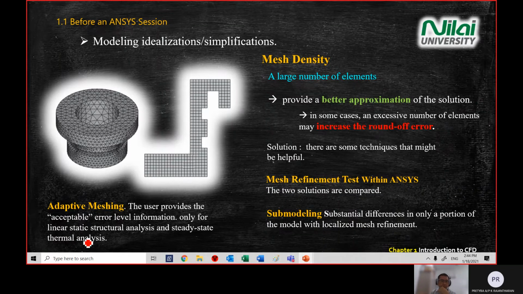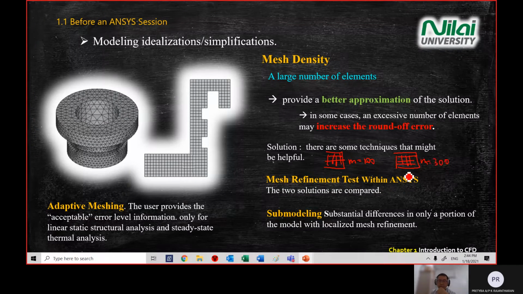So you need to select. If you're simulating a mechanical structure, then you'll only look at linear static structure analysis, then you can choose the first one. The second one is a mesh refinement test with the ANSYS software itself. It means that you run two results together. For example, the first result you run with the mesh number, for example, 100. And then you run the second model with mesh number 300.